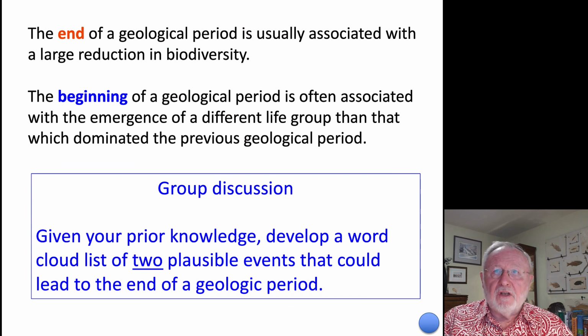So if the end of the geological period is associated with a big reduction in biodiversity, the beginning of a geological period is always associated with the emergence of a new life group that now begins to dominate that wasn't there before. And for the group discussion, we're going to ask you to take your information prior to today and develop a word cloud of 2 possible events that could lead to the end of a geological period.